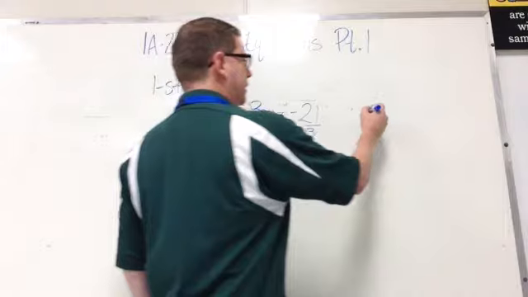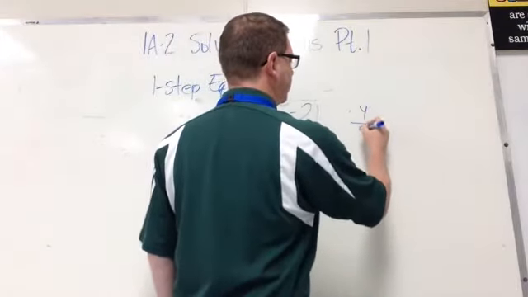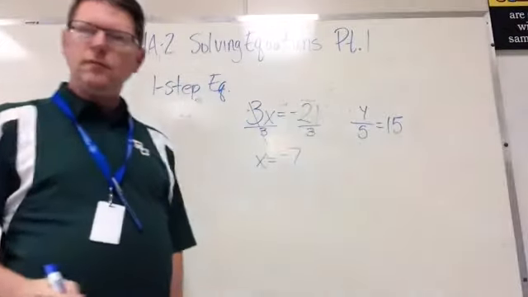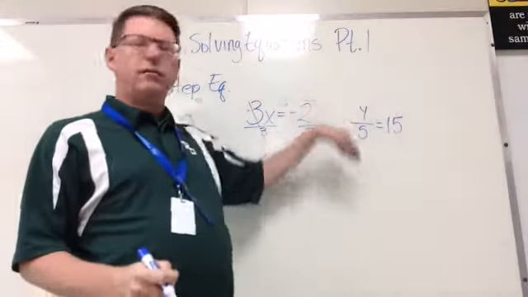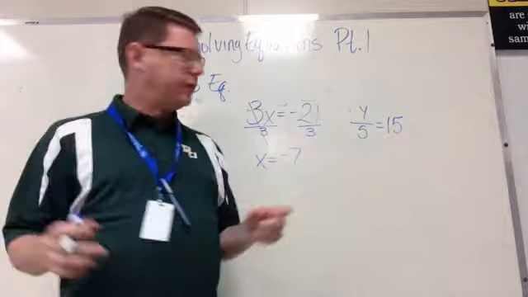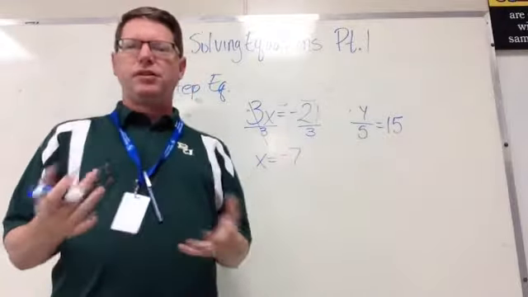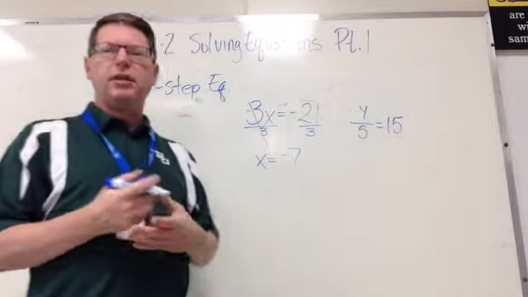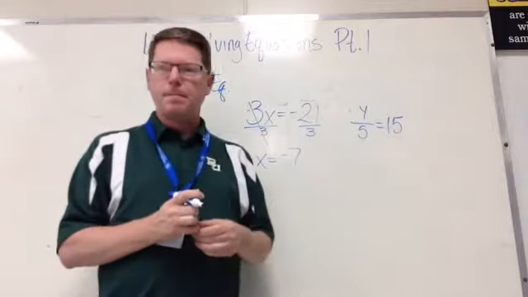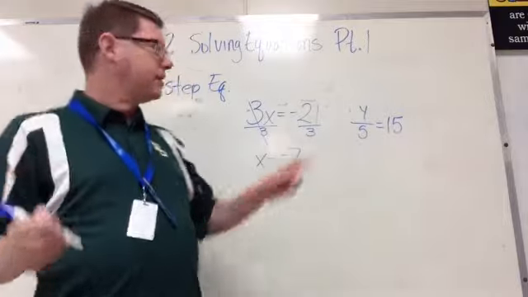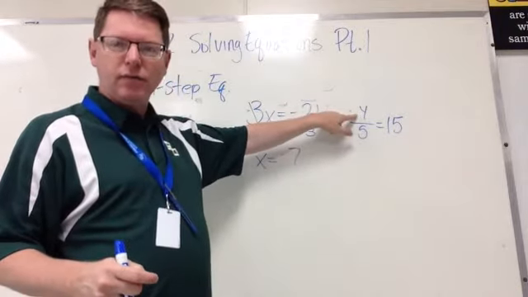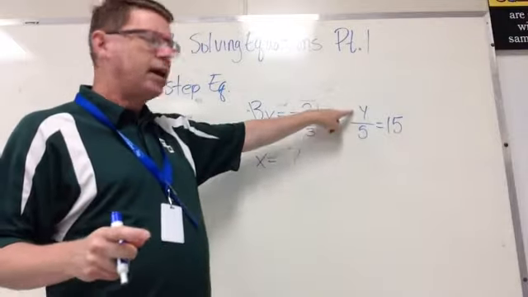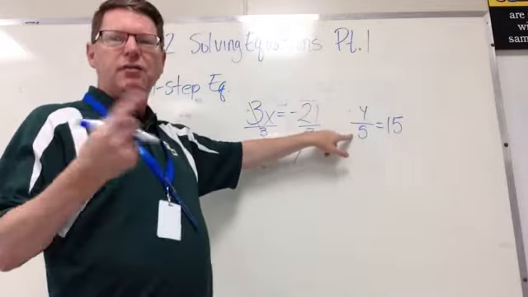Now what if I had y over 5 equals 15? Well, what's going on between the y and the 5? Yes, that's division, because that fraction bar also means division. And so the opposite of that is multiplication. So I need to multiply by something on both sides. Well, what do I multiply by? You're right, the 5, because I'm trying to get y by itself. It's called isolating the variable. I'm trying to isolate the variable. So I've got to get the y by itself, which means I have to get rid of that 5 somehow.